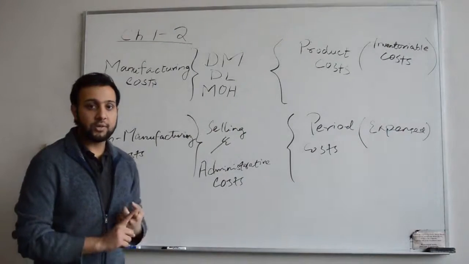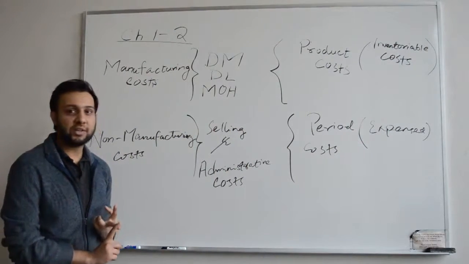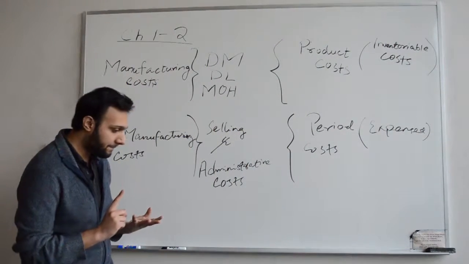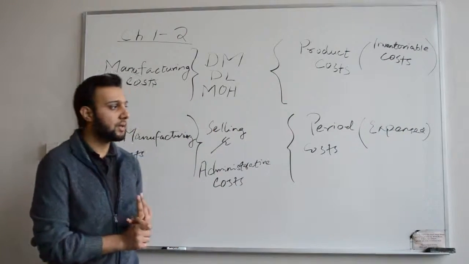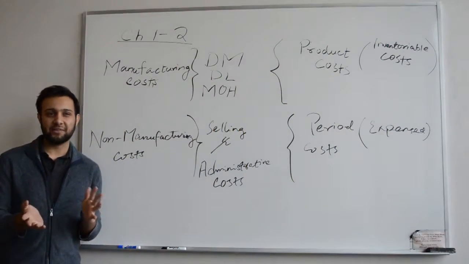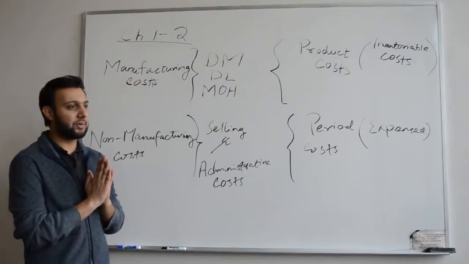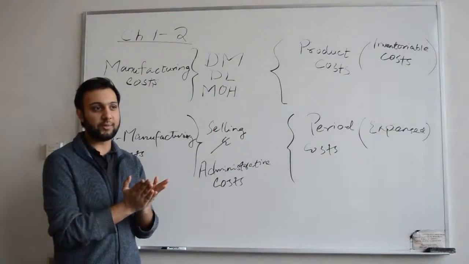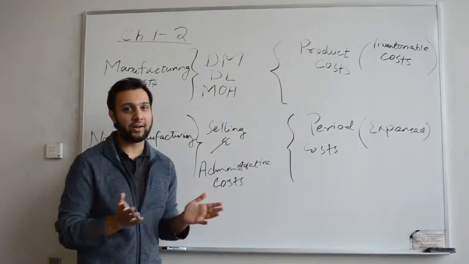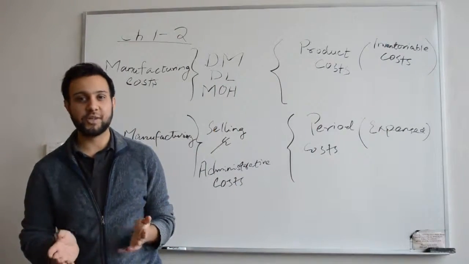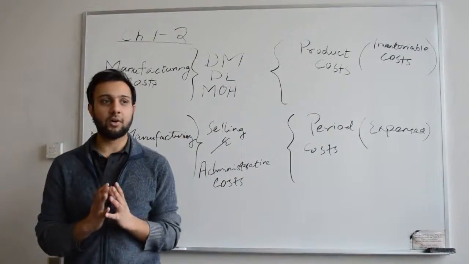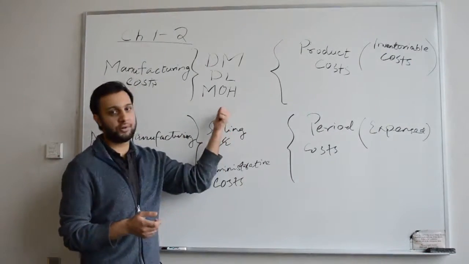So it includes utilities of the factory, depreciation expenses, property taxes. It also includes the little things like the indirect materials that you use. For example, if you're making a car, how many wires you use in every car. You can't really trace it, so you will just combine the cost of all that you use in a month together and put it in overhead.